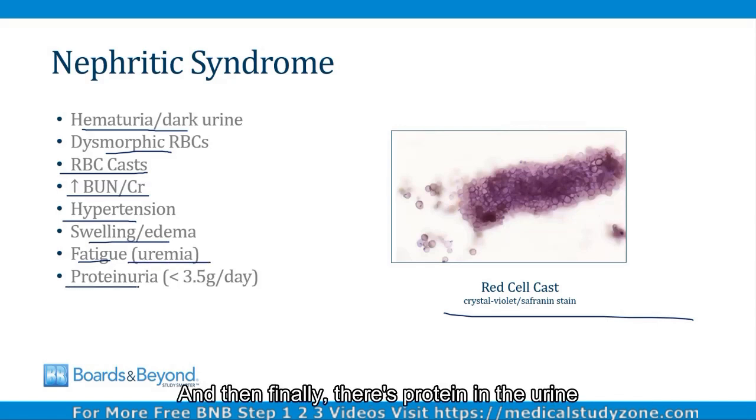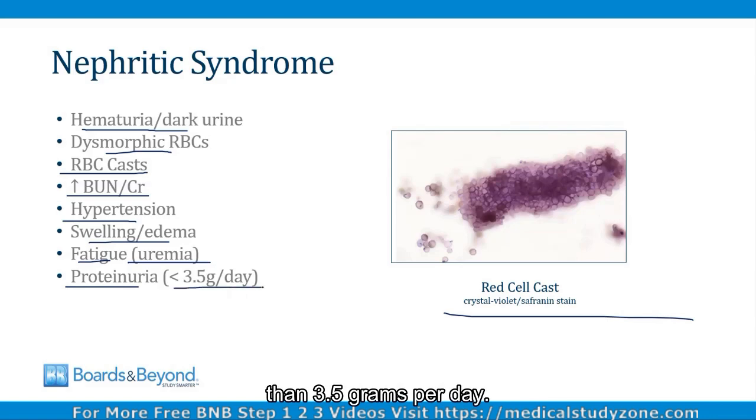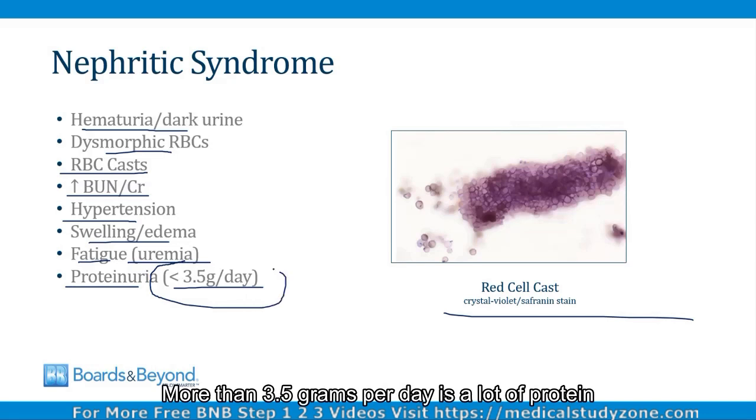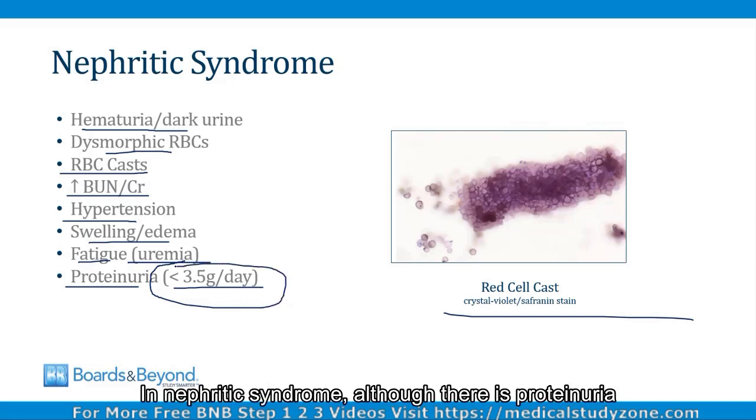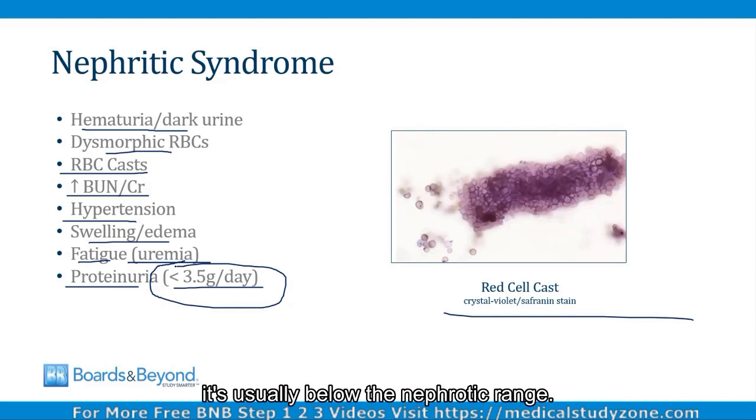And then finally, there's protein in the urine, but the amount of protein is usually less than 3.5 grams per day. More than 3.5 grams per day is a lot of protein in the urine, and that's usually seen in the nephrotic syndrome. In nephritic syndrome, although there is proteinuria, it's usually below the nephrotic range.